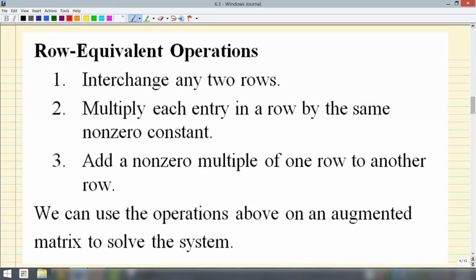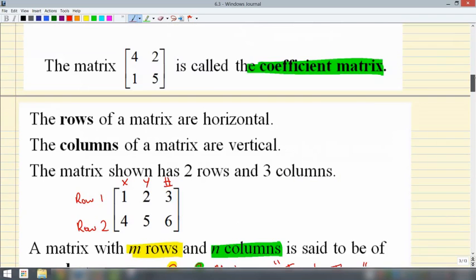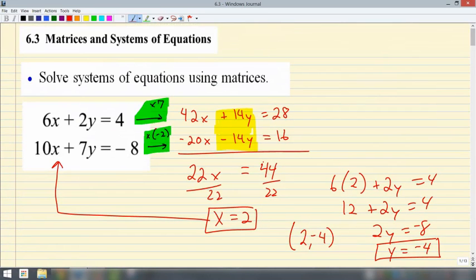Number one, you can interchange any two rows of a matrix. Number two, you can multiply each entry in a row by the same non-zero constant. And if you remember, way back up here, that's what we did when we took the first equation and multiplied it by 7. That's how we got the 42, the 14, and the 28. So as long as we multiply everything by the same number, it's cool.